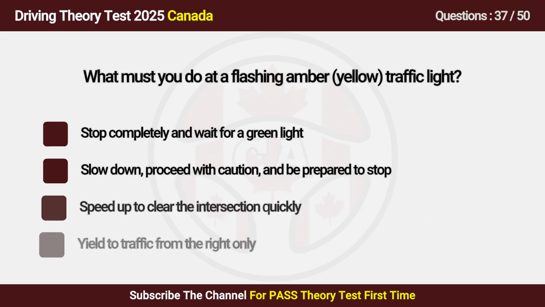Question 37. What must you do at a flashing amber-yellow traffic light? A. Stop completely and wait for a green light. B. Slow down, proceed with caution, and be prepared to stop. C. Speed up to clear the intersection quickly. D. Yield to traffic from the right only.